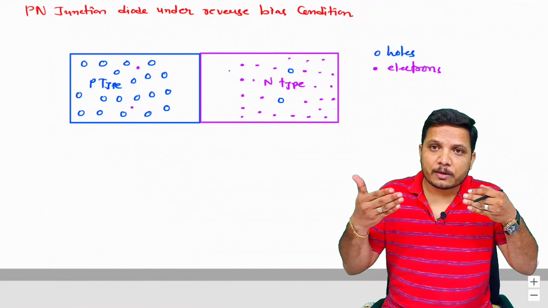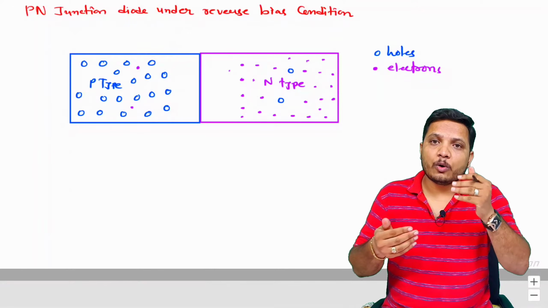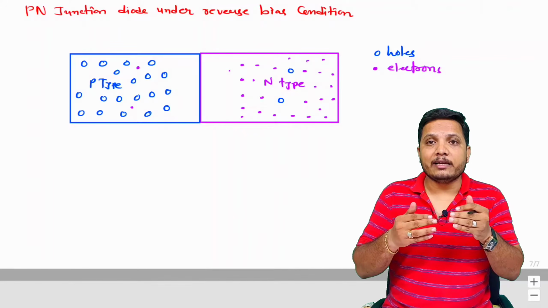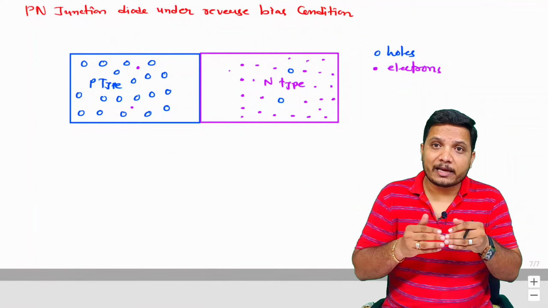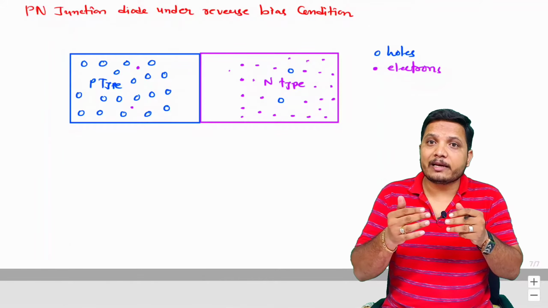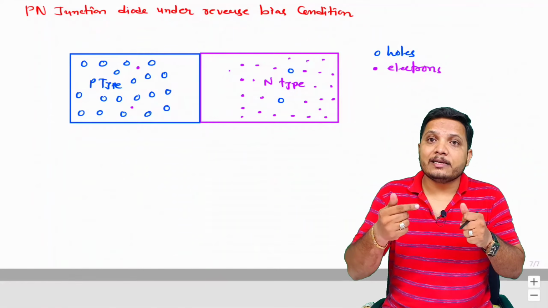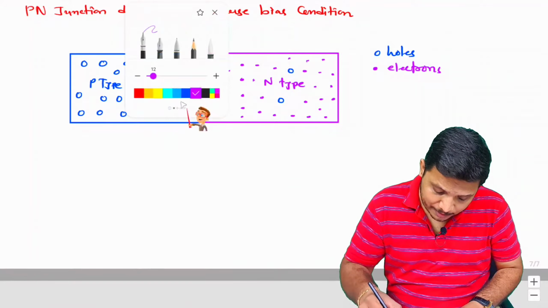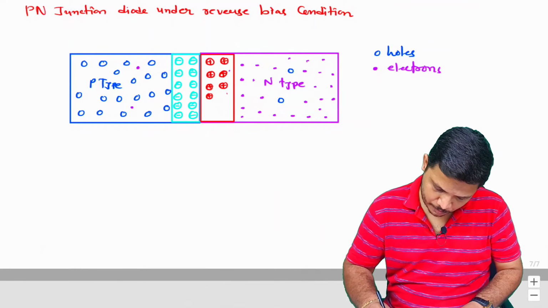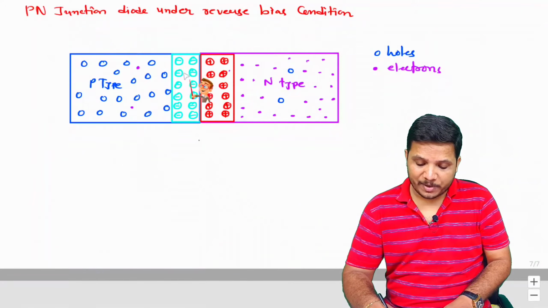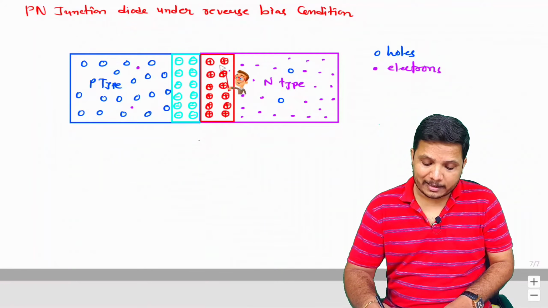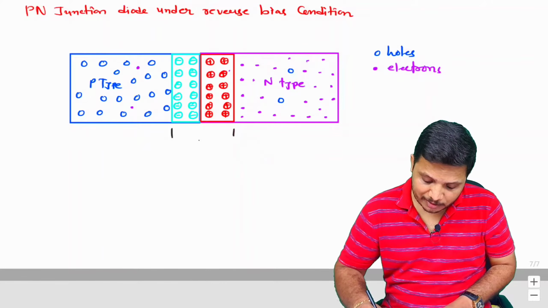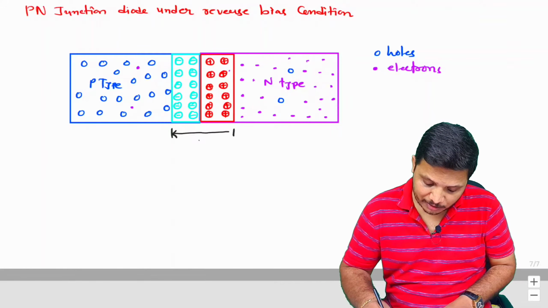Now see, when we diffuse the P-type and N-type layers together, holes of the P-type material accept electrons, which generates negative ions at the side of the P-type layer, and electrons of the N-type layer donate electrons, which generates positive ions at the side of the N-type layer. So let me show it over here. You can observe that at the side of the P-type layer there are negative ions, and at the side of the N-type layer there are positive ions, and this is referred to as the depletion region.